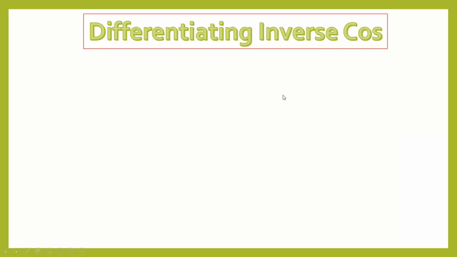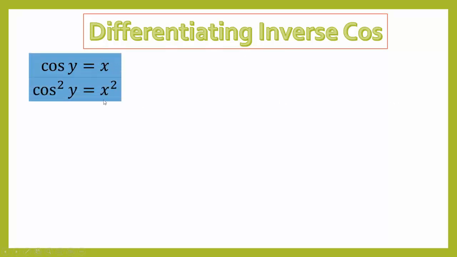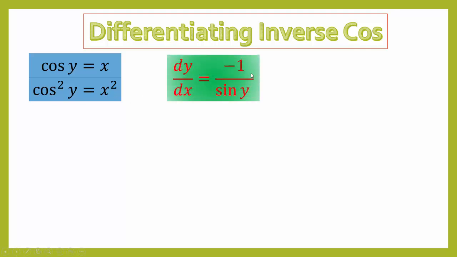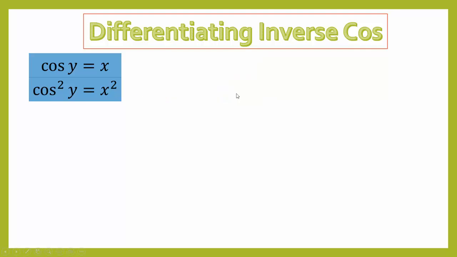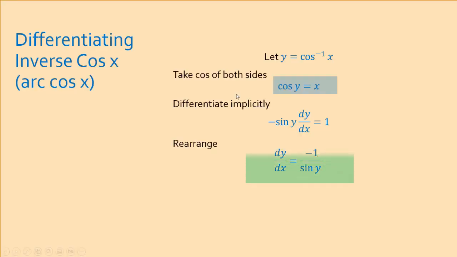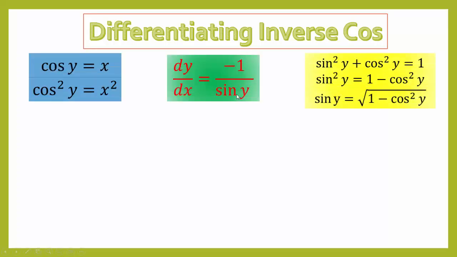So how do we summarize all of this? So in order to differentiate the inverse cos of x, so far we know that if cos y is equal to x, if we square both sides, we get cos squared y is equal to x squared. We know that dy by dx is minus 1 over sine y from the previous slide over here. And we also know these three, but the key one is sine y is equal to the square root of 1 minus cos squared y. So these are the three results that we've already discussed.